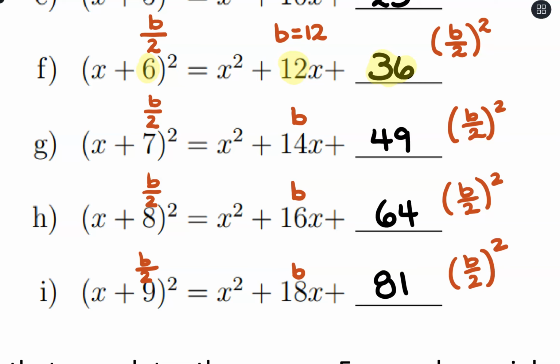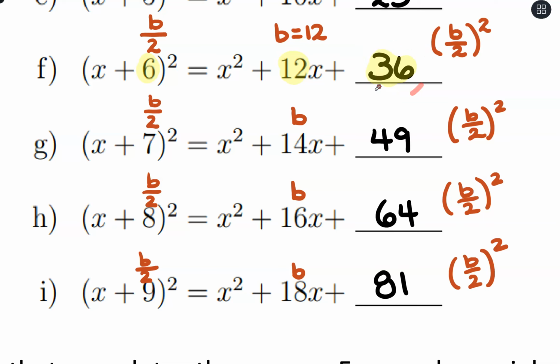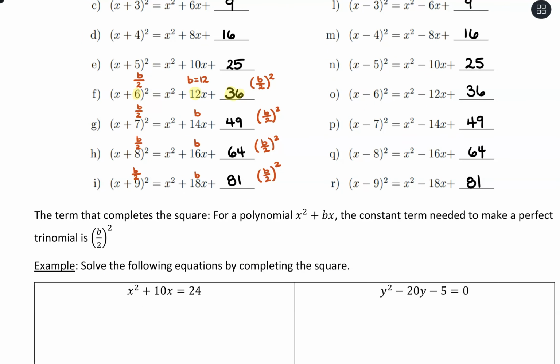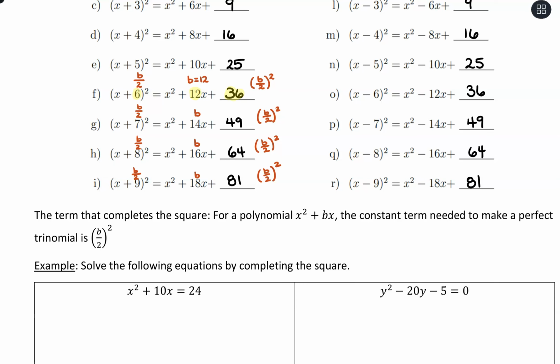So this is the completing the square part. We're going to complete the square by adding on these values, by evaluating B and taking half of it and squaring it. And by completing the square, we're going to get something that's very nice to factor. And then we'll go through solving. So the term that completes the square for a polynomial x squared plus bx, the constant term that we need to make it a perfect square trinomial, is b divided by 2 squared.